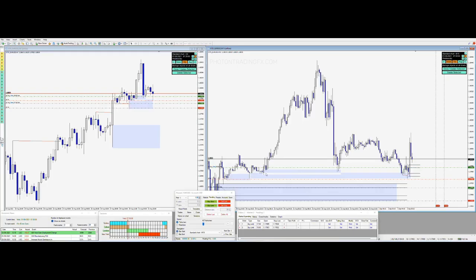Yes, there's a series of mitigations here on the M15. We've had an aggressive move away. We had a bullish change of character. We also took out multiple levels of supply, right? This supply level failed, this supply level failed. So that's a pretty good indication.